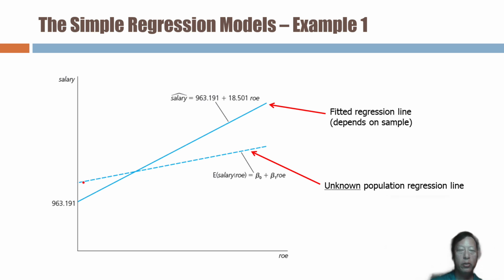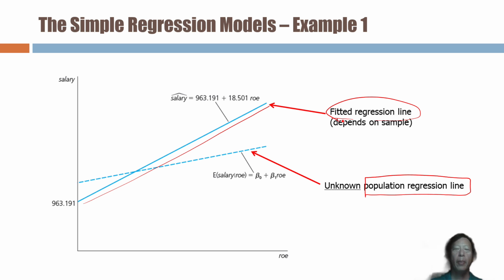Okay, let's assume this dotted line is the population regression line, and by taking a sample we got our regression line. This is a fitted regression line. The problem is I don't know how close my line is to the real population line. That's impossible to find because we don't know this line at all. But we can estimate.